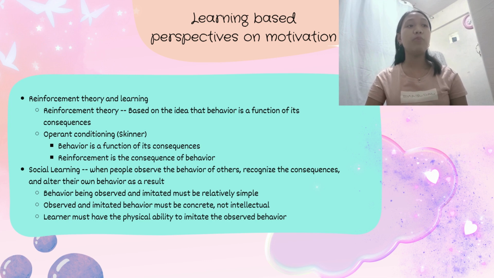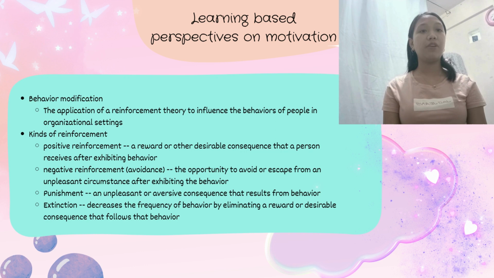Social learning. When people observe the behavior of others, recognize the consequences, and alter their own behavior as a result. Behavior being observed and imitated must be relatively simple. Observed and imitated behavior must be concrete and not intellectual. And lastly, the learner must have the physical ability to imitate the observed behavior. Behavior modification: the application of reinforcement theory to influence the behavior of people in organizational settings.